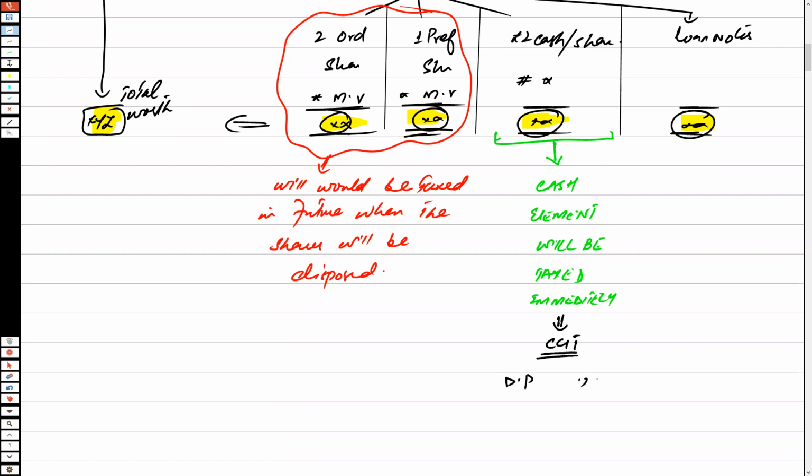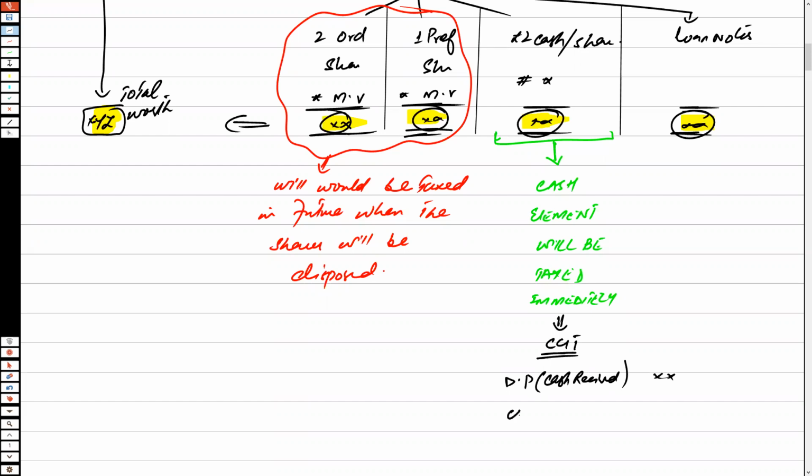What are the relevant steps? You would be recording the disposal proceed amount. Sir, we are not going to dispose cash, how can we dispose cash? So basically, the disposal proceed would be considered the same amount which you have received in the form of cash. So as I told you, the cash element will be taxed immediately. It means the capital gain tax will be calculated on this cash element immediately. Disposal proceed will be that amount which is received in the form of cash.